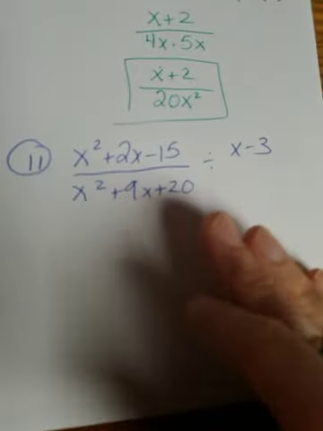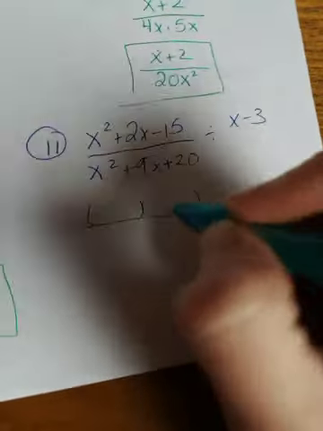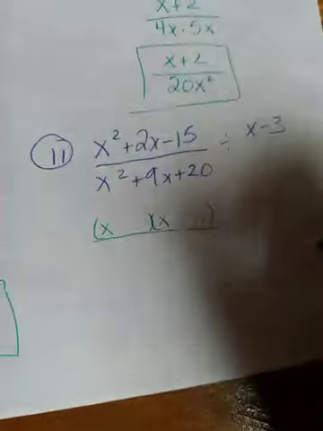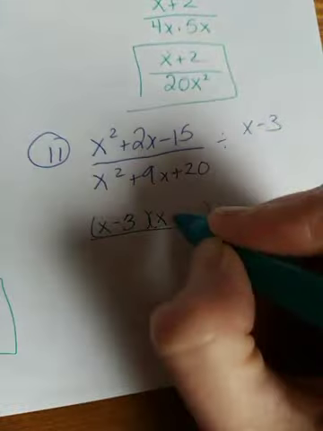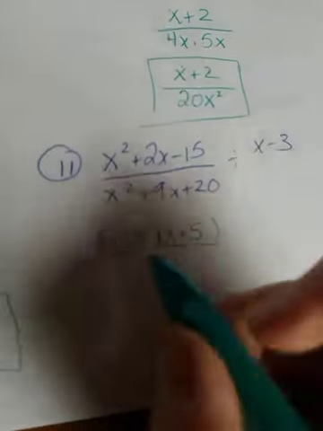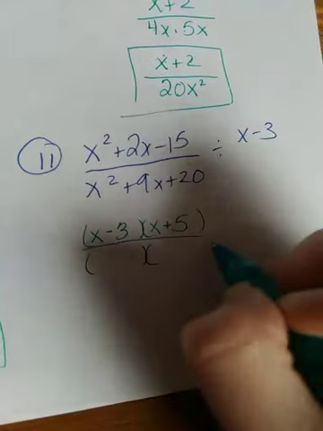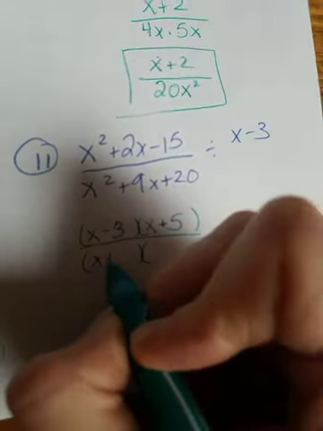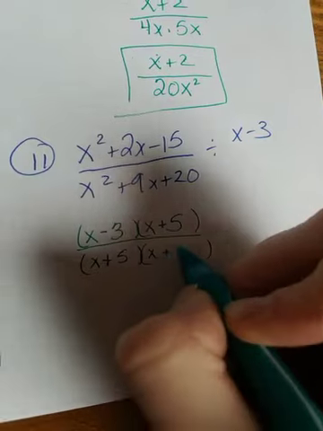Number 11, same deal. We're going to try to factor your numerator. Factors of negative 15 to give you positive 2. I'm going to say 5 and 3. I'm going to need a negative 3 and a positive 5 to make that a positive 2. Denominator, factors of 20 to give you 9. Hopefully you're going to say 5 and 4. X plus 5, x plus 4.